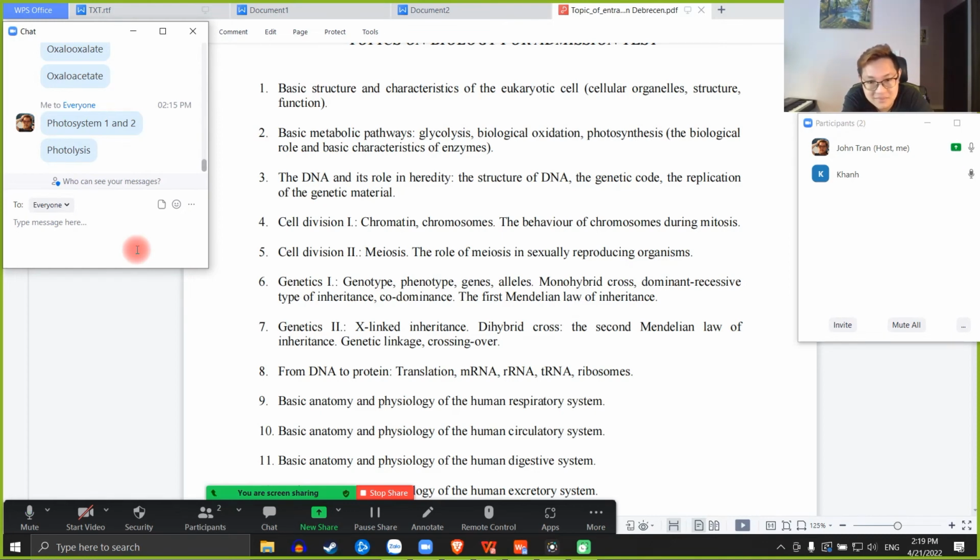It occurs in a process called the Calvin cycle, and it occurs in the stroma of the chloroplast.